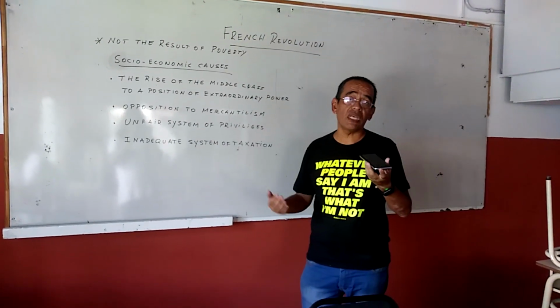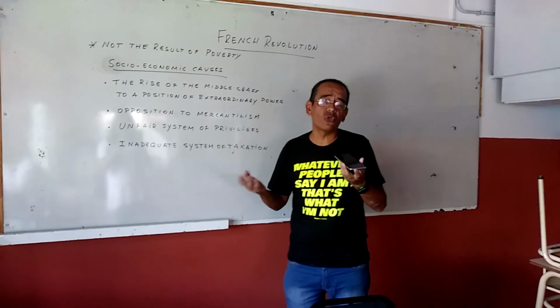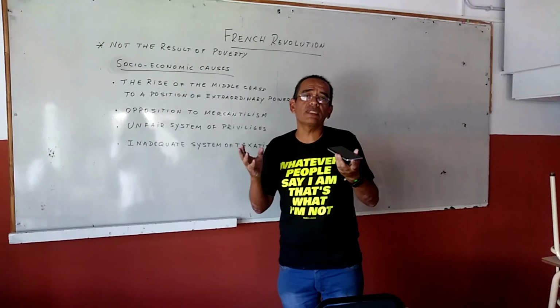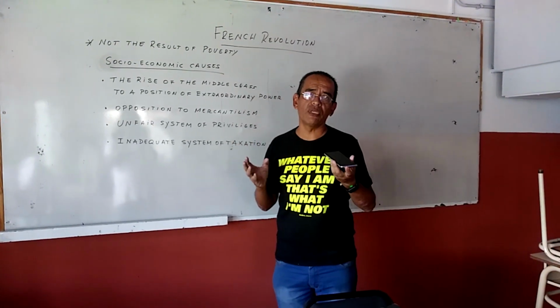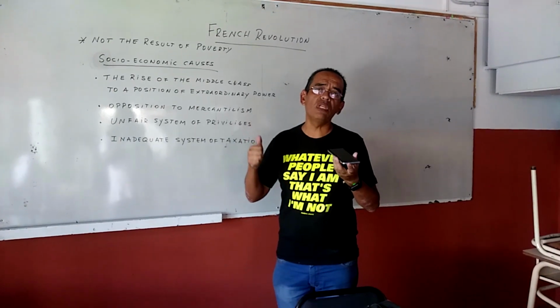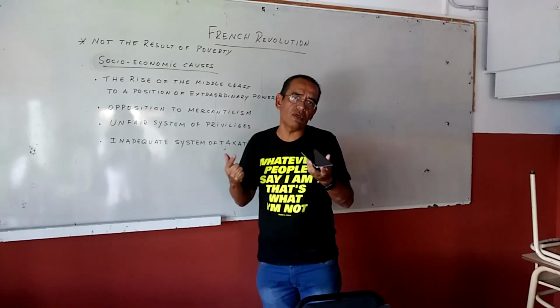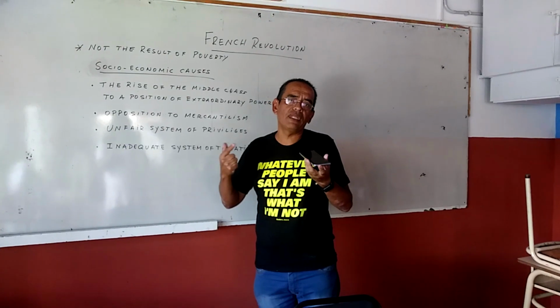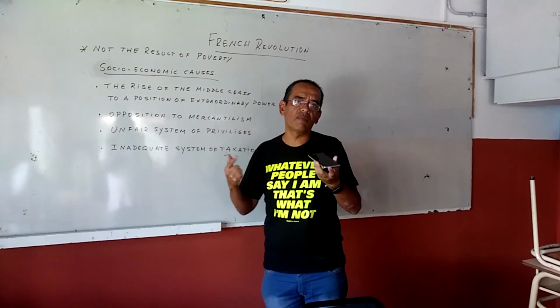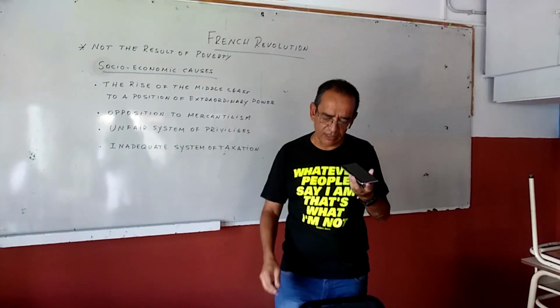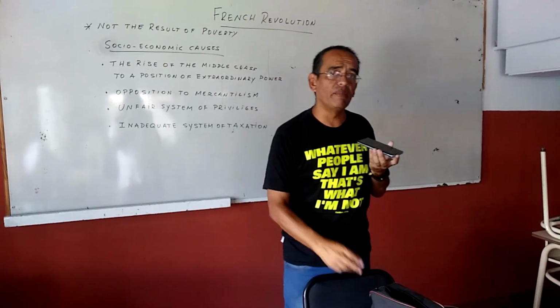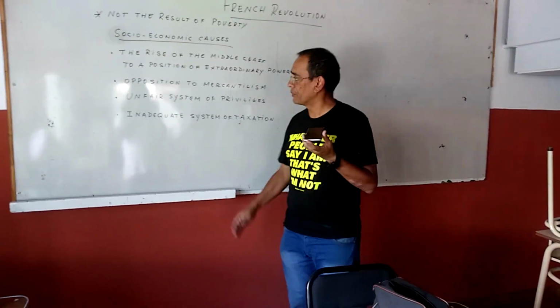And the third state were the common people, the bourgeoisie and the middle class. They were the ones who supported the economy of the country, because they not only produced the wealth of France, but they also had to pay taxes, and they paid higher taxes, and in some cases they paid all the taxes of the country. So the bourgeoisie and the middle class were fed up with this situation.